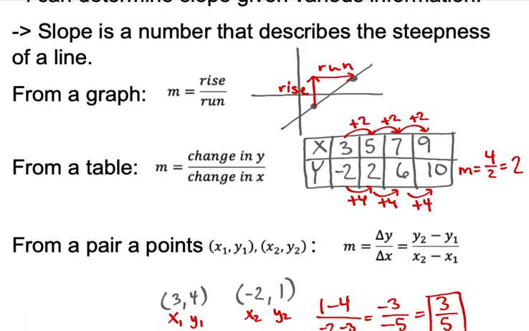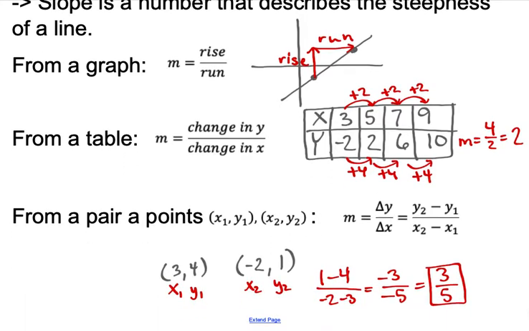The third way we're going to talk about today is from a pair of points, x1, y1, and x2, y2. The slope is going to be the change in y over change in x, or for a more general formula, see the little triangle, that's the Greek letter delta. It means change in, delta y over delta x. Anyway, y2 minus y1 over x2 minus x1. y2 is the y coordinate in the second point, and y1 is the y coordinate in the first point.